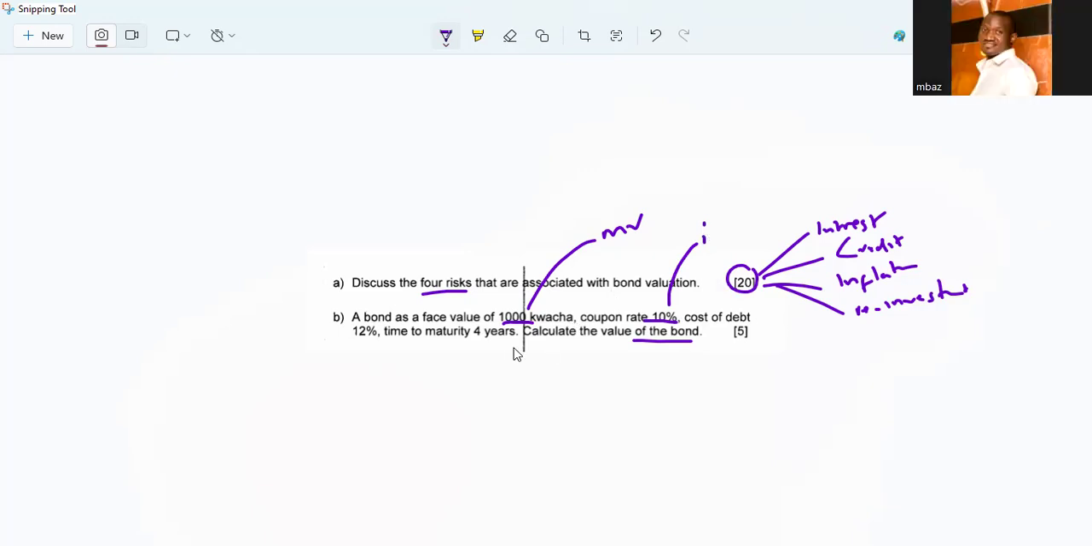Then the cost of debt, KD. Our r is KD, 12%. And also the time period, 4 years, okay. So what is the value of the bond?